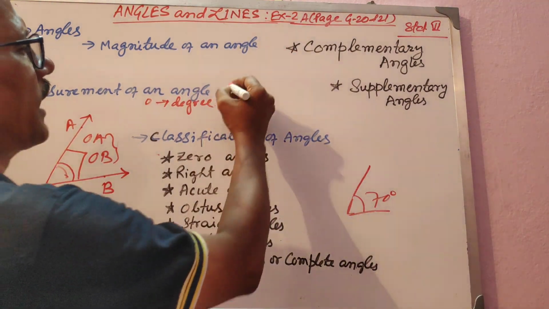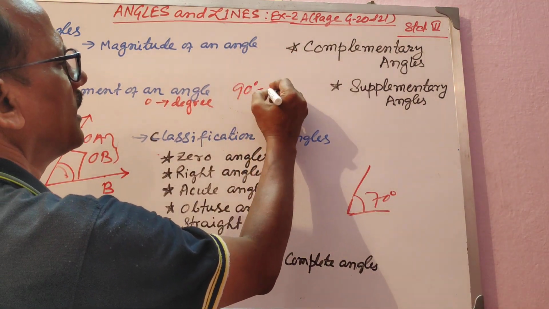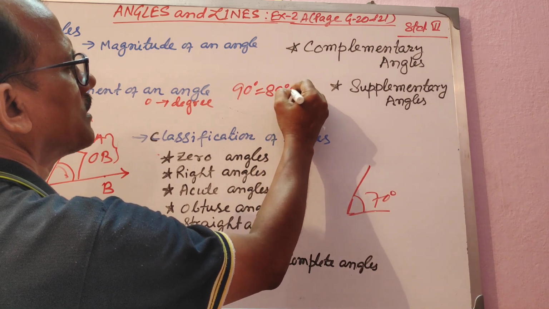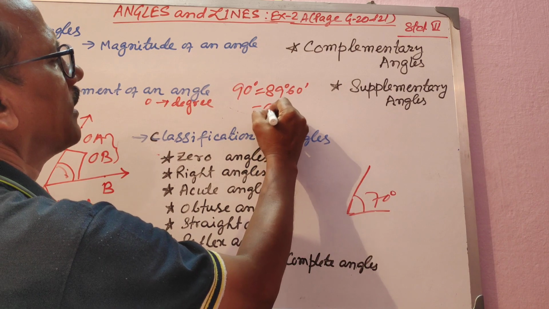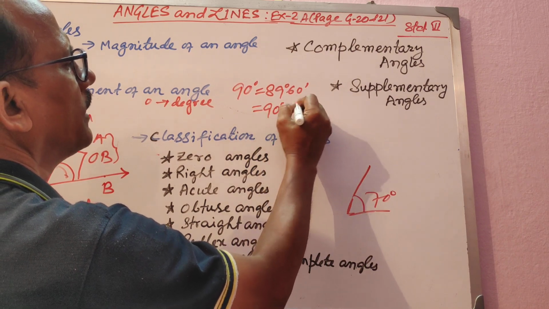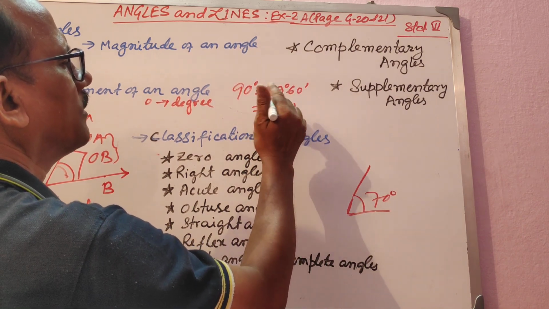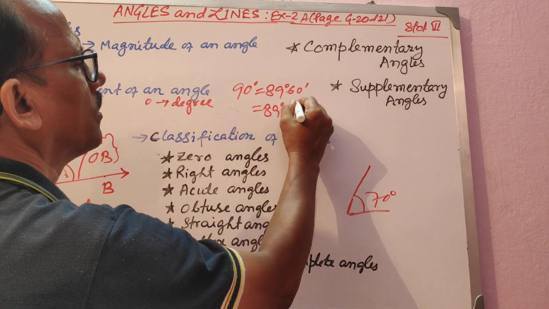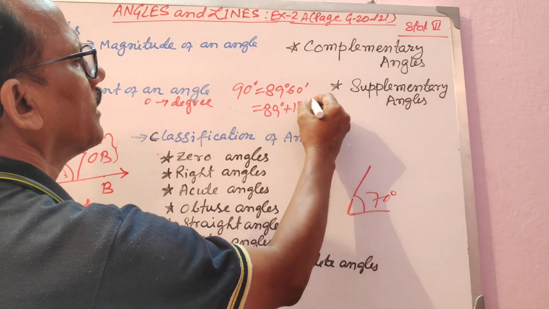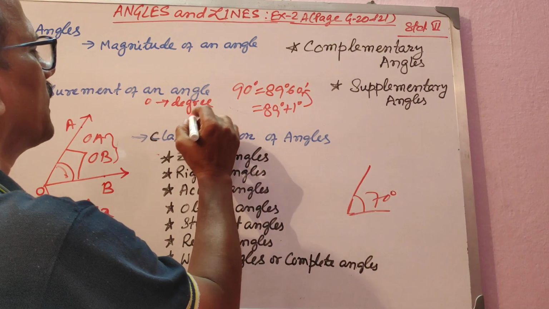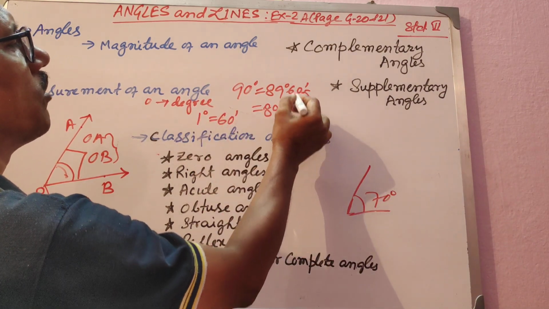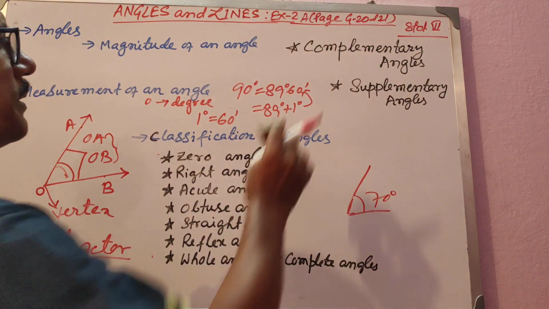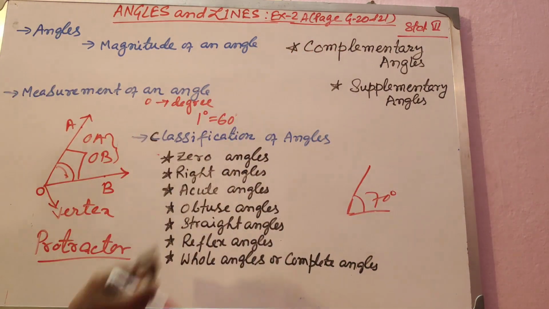I will tell you, 90 degrees can be written as 89 degrees 60 minutes. Why? Can 90 degrees be written as 89 degrees plus 1 degree? That can be written, no. That 1 degree is equal to how many minutes? I said to you 60 minutes. So 89 degrees 60 minutes can be written. So you have understood how to measure an angle.